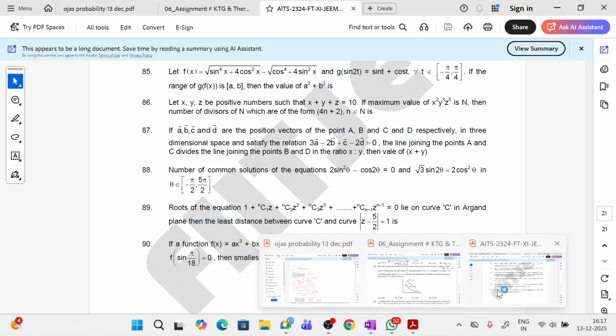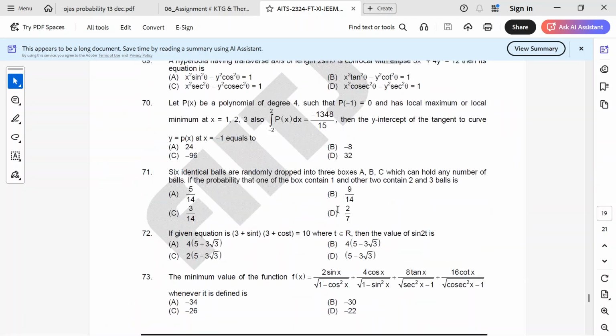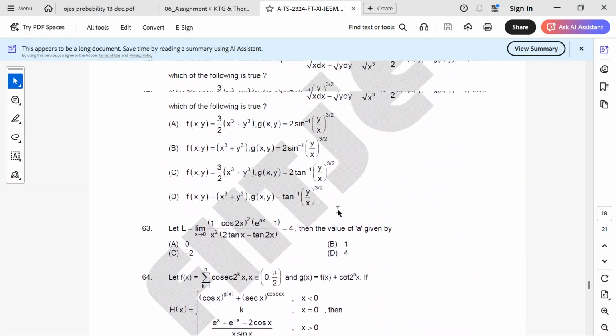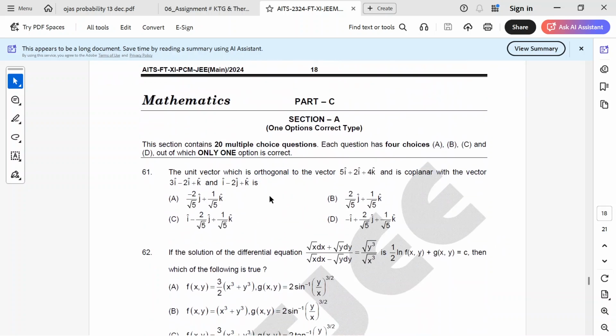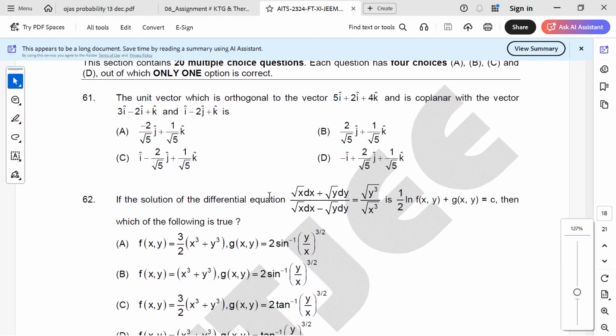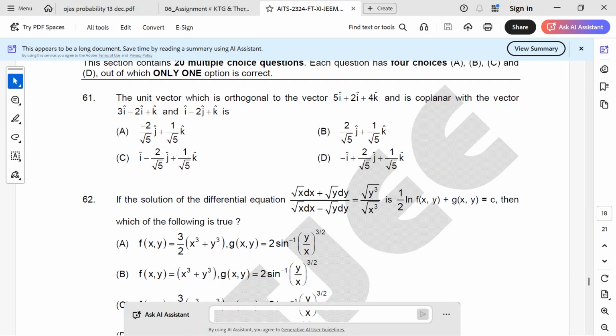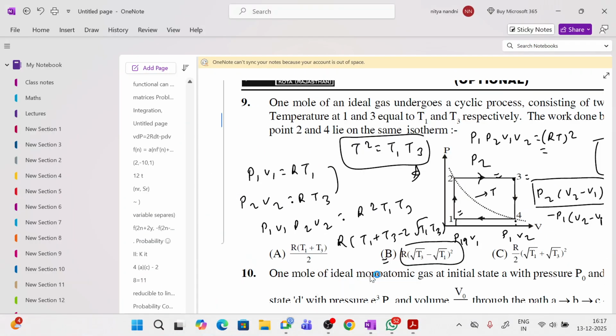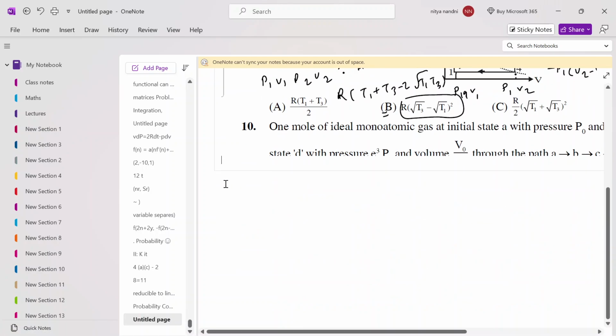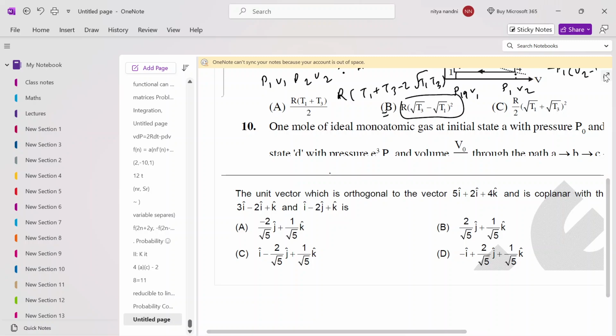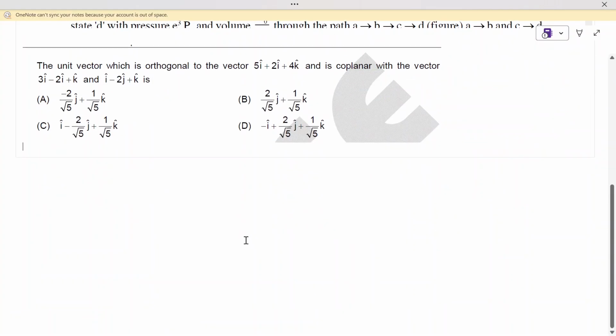First, have a look at this paper once. It seems like maths is not that difficult, but actually it is. Okay, let us start with the first question itself, since it is on vectors, and vectors are something we are a little bit strong with, isn't it? Let's try to finish this paper in 1.5 hours.